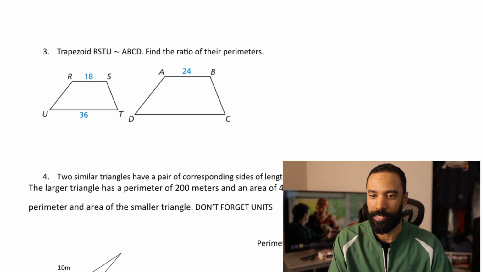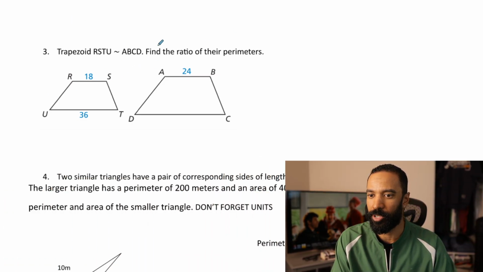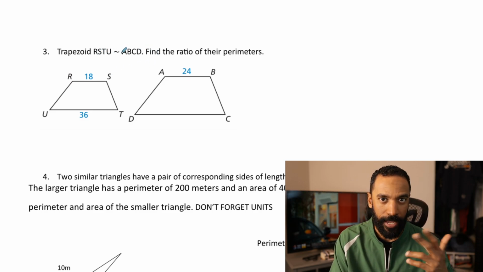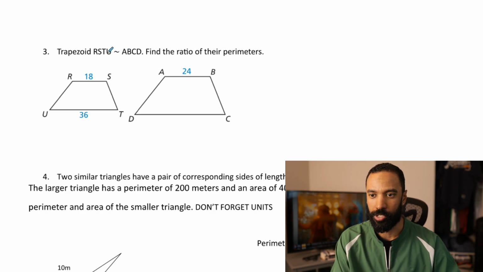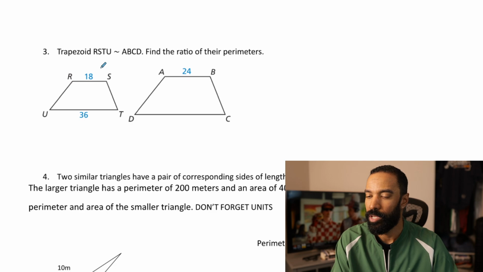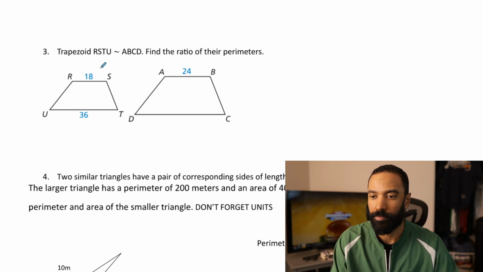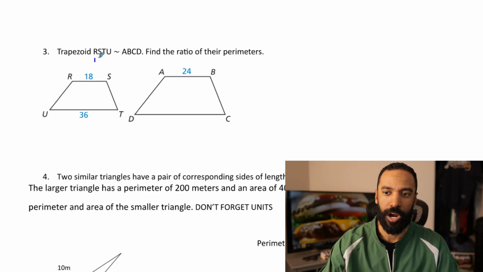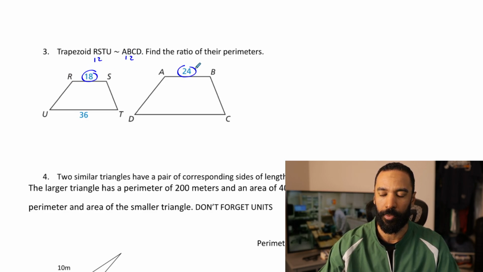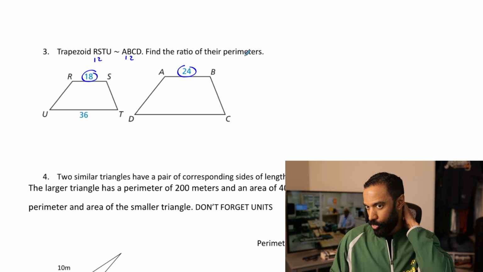We have trapezoids. RSTU is similar to ABCD. Same thing when it comes to letter order mattering and all that stuff. It doesn't just have to be for triangles, as we saw. Find the ratio of their perimeters. Ooh, even more to this. Okay. Find out what corresponds. RS is here and AB is up here. So these two correspond with each other.